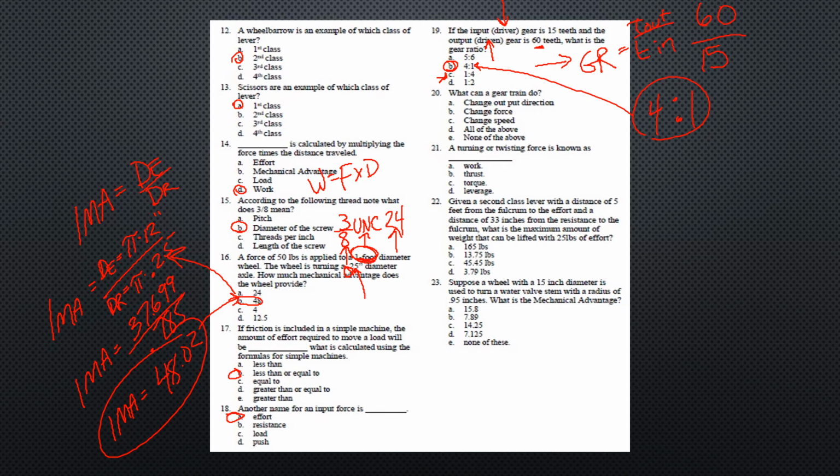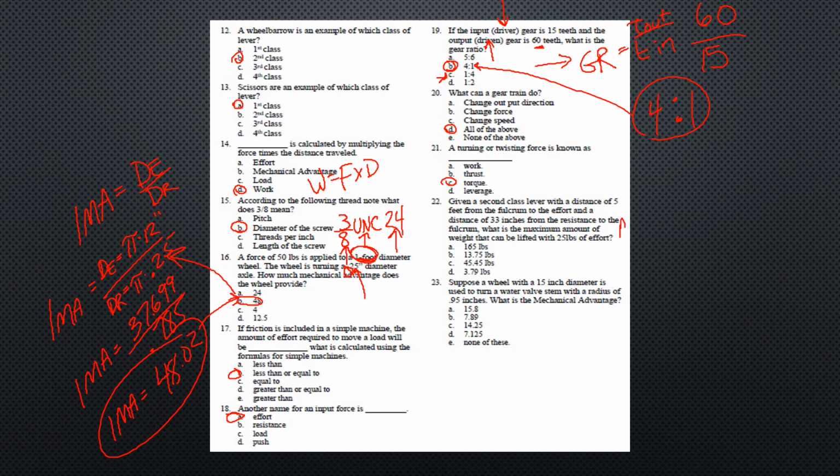20, what can a gear train do? A gear train can do all of these. It can change the output direction, it can change force and speed. 21, a turning or twisting force is torque. 22, given a second class lever with a distance of 5 feet from the fulcrum, the effort and a distance 33 inches from the resistance, what is the maximum amount of weight that can be lifted by the 25 pounds of effort? This one you're going to have to use the moment equations.